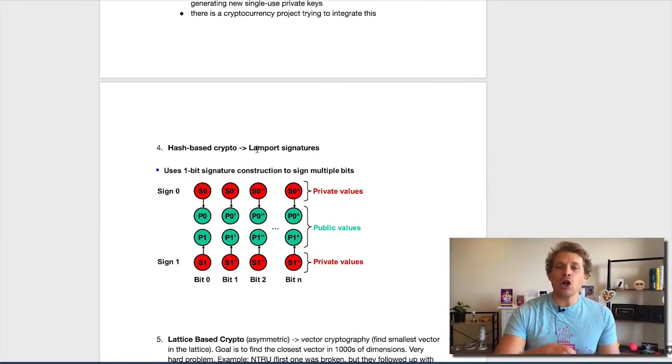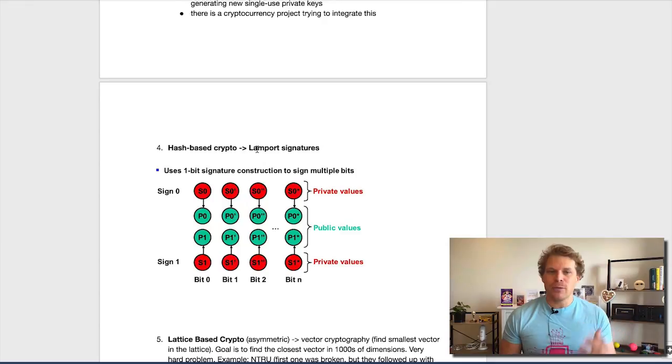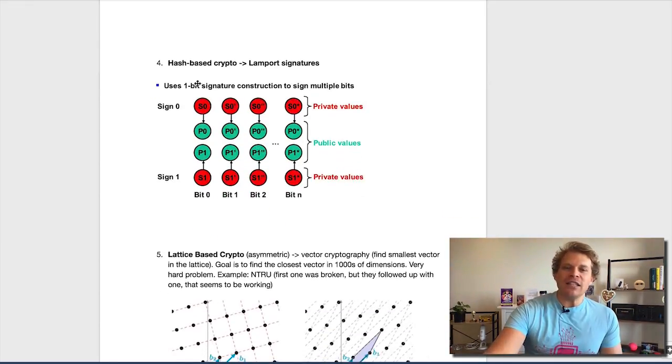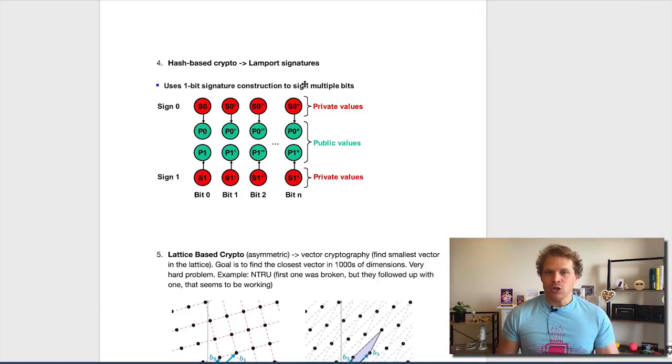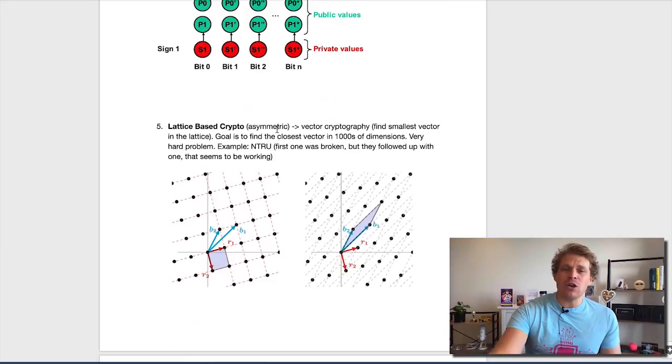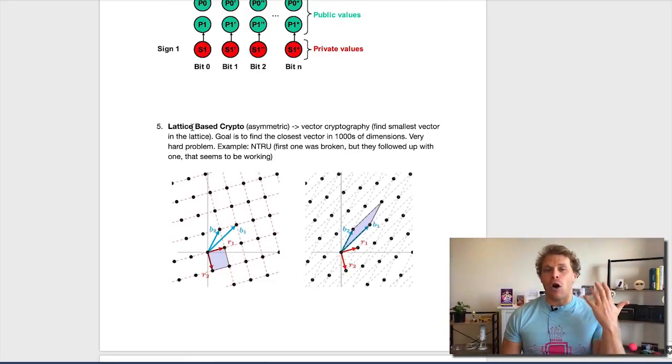Well, then we have something called Lamport signatures, which are based on hash-based cryptography. Basically, how this works is you have these one-bit signature constructions used to sign multiple bits. So you kind of mix this asymmetric cryptography with hashing, and thereby you make it very, very difficult to back calculate.